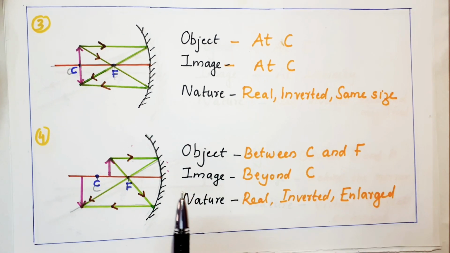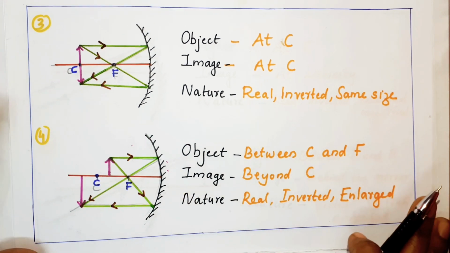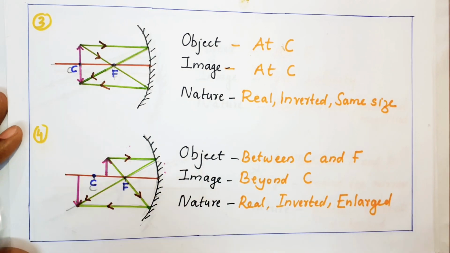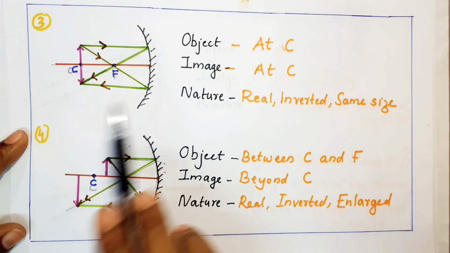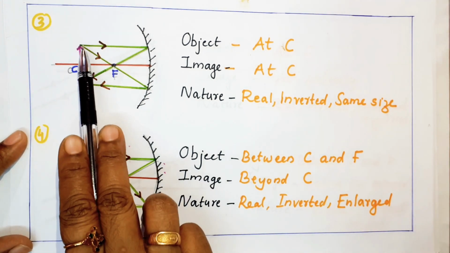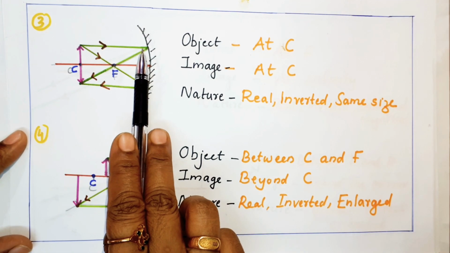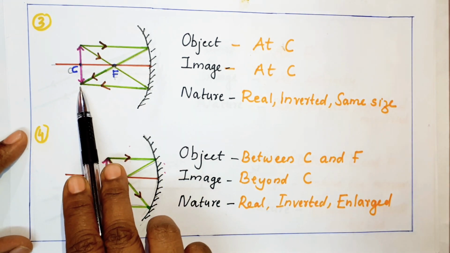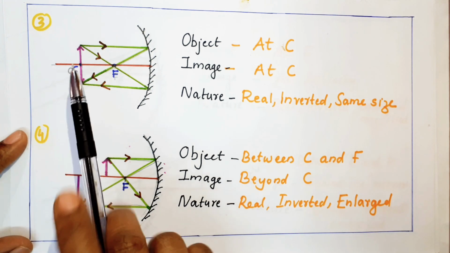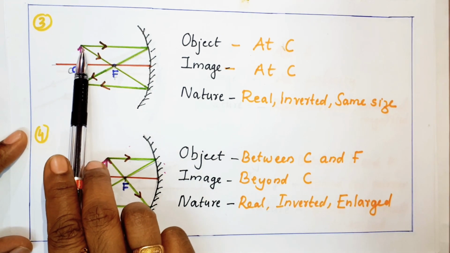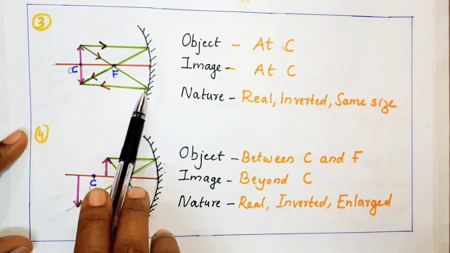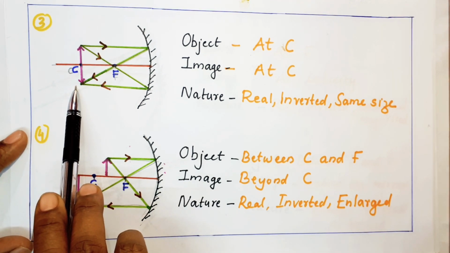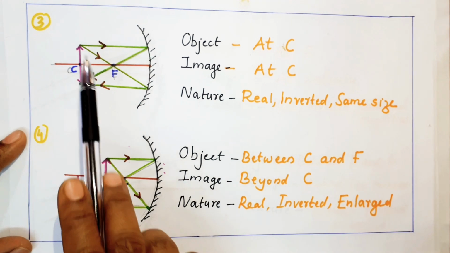If you are keeping the object at C, here I am using two rules, that is, two reverse rules. One is the light ray which is going parallel to the principal axis will go through focus. Another one I marked is the light ray which is going through focus will emerge as parallel. That's what I called the reverse rule. I am using the first and the third rule.